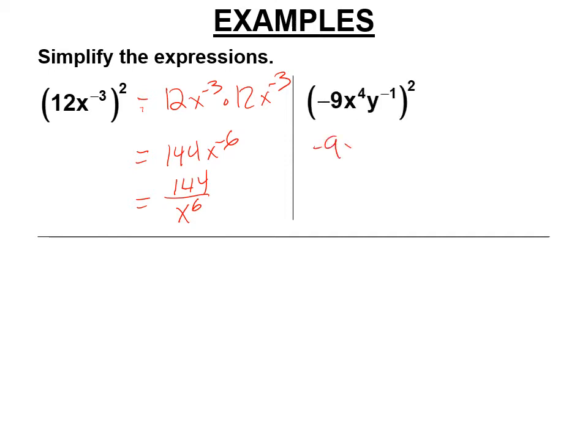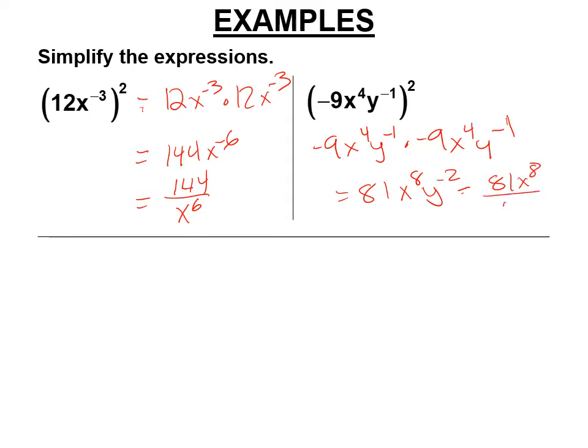This is negative 9x to the 4th y to the negative 1st times negative 9x to the 4th y to the negative 1st. Negative 9 times negative 9, positive 81, x to the 4th times x to the 4th, x to the 8th, y to the negative 1st times y to the negative 1st, negative 1 plus negative 1, negative 2, can't leave that, 81 x to the 8th over y squared.